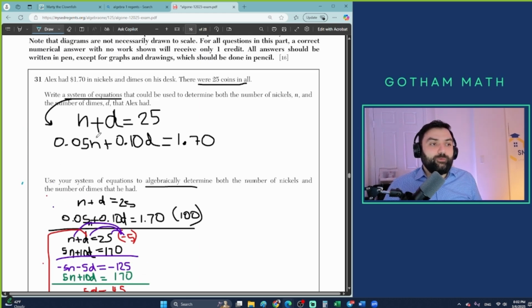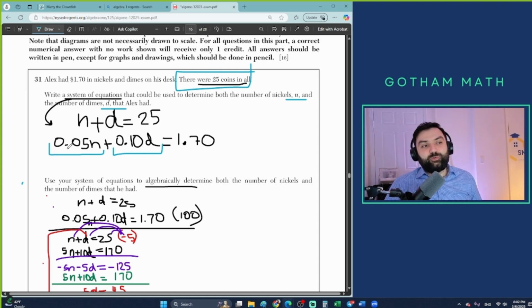Now, both of these equations are made based on two different things. How many coins? And don't forget to use n for nickels and d for dimes. So how many nickels plus dimes? 25 coins. How much money is that? 0.05. Well, I hope you know that a nickel is 5 cents. So you need to know that nickels are 5 cents, 10 cents with a D, equals $1.70.